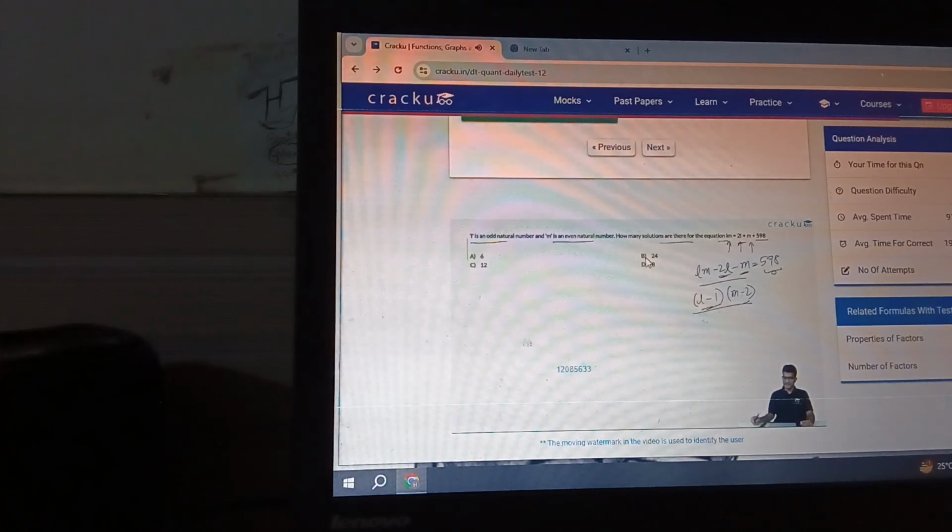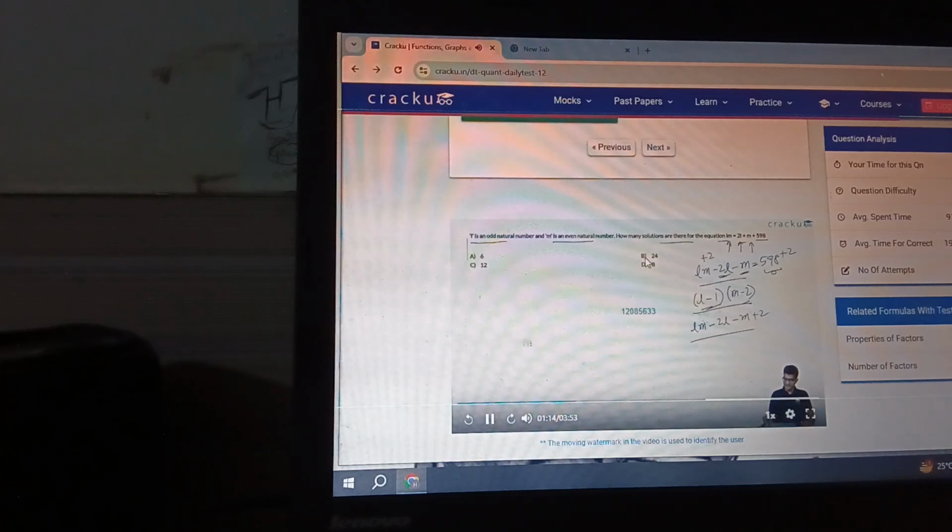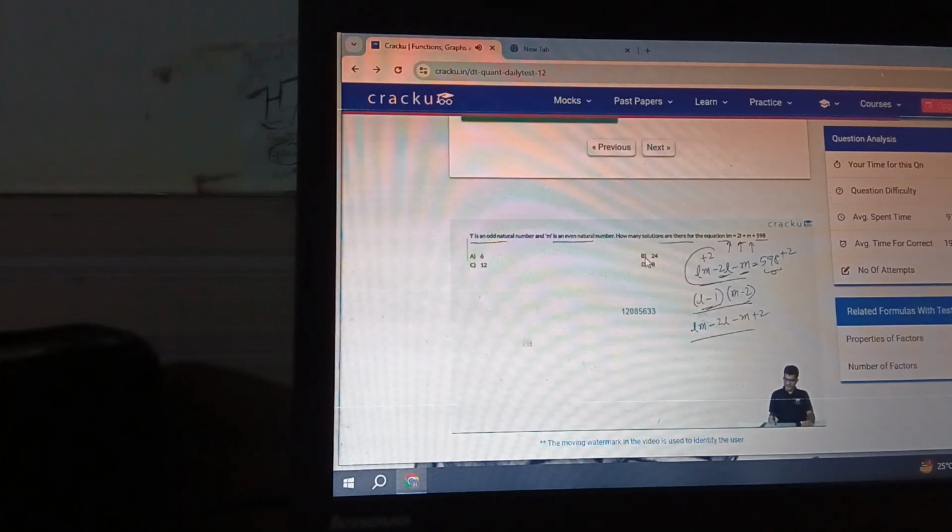If you are expanding L minus 1 into M minus 2, you are going to get LM minus 2L minus M plus 2. Many of the terms are common. So what we are going to do over here is add plus 2 to the left hand side and plus 2 to the right hand side. Now LM minus 2L minus M plus 2, which is L minus 1 into M minus 2, is equal to 598 plus 2, which is 600.